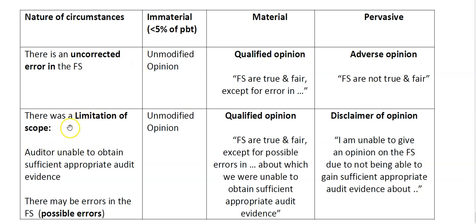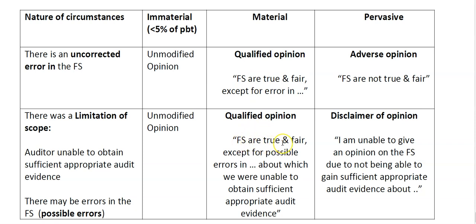A limitation of scope is where, for some reason, the auditor is unable to obtain sufficient evidence about a matter. Therefore, there may be errors. We call them possible errors in the accounts. And so a qualified opinion is used where there's a material matter, an important matter, a matter greater than 5% of the profit before tax, usually, is the gauge we use, the criteria.